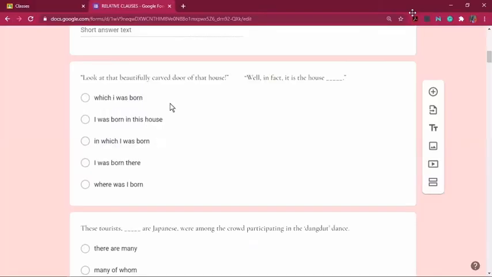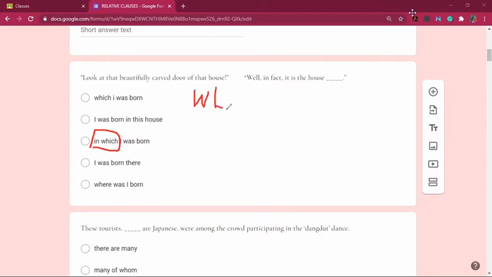So this is another example. So we say, well, in fact, it is the house. Remember, which can be combined with a relative clause. Here in this case, it uses in to say where I was born. So the answer for this is option C.